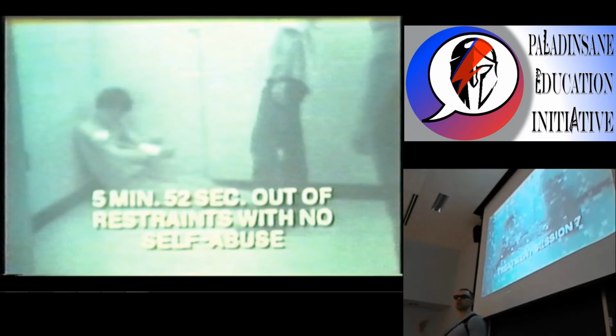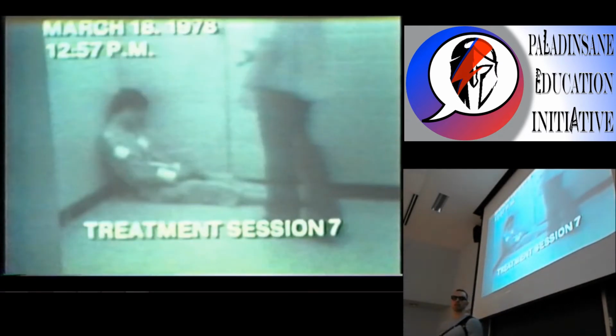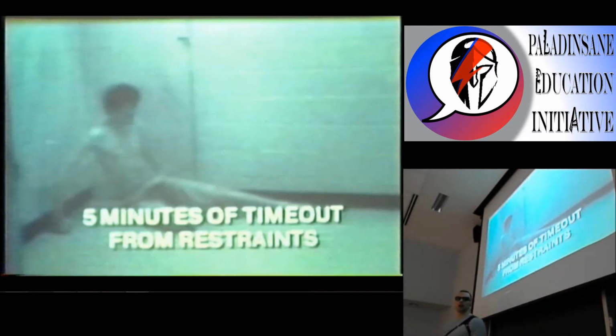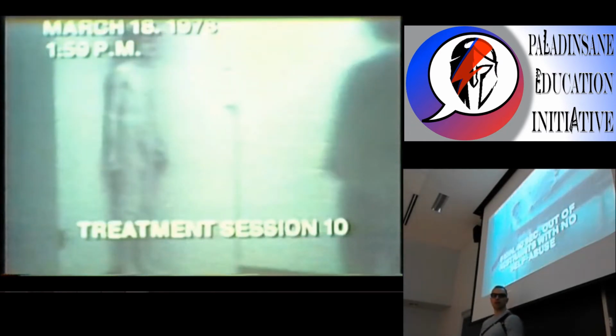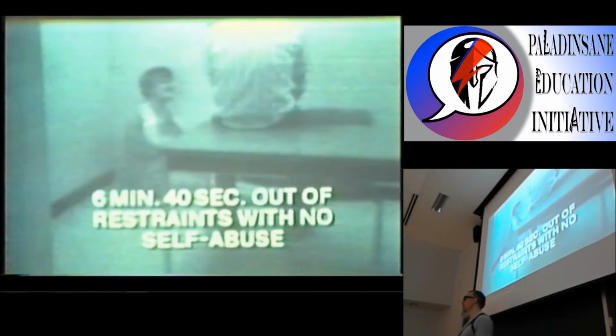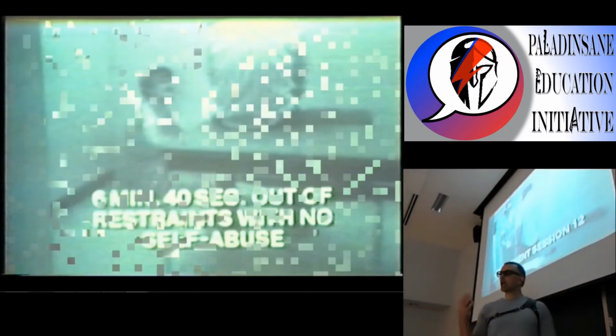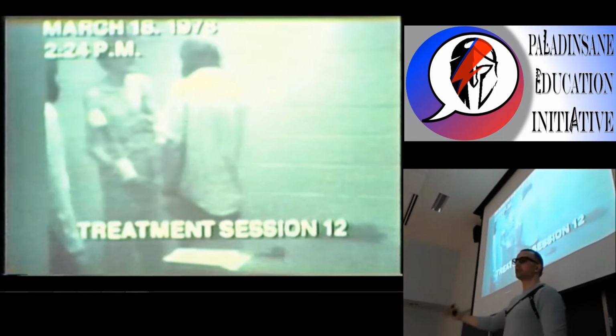And they continue to do this throughout the sessions. Treatment session number 7 was a failure. Treatment session number 10, they got them up to 6 minutes and 40 seconds without self-abuse. So they keep shaping the behavior that they want. They want 24 hours out of 24 hours.